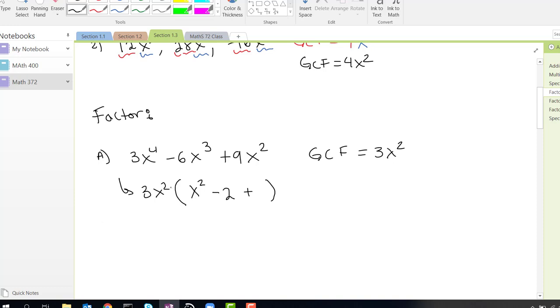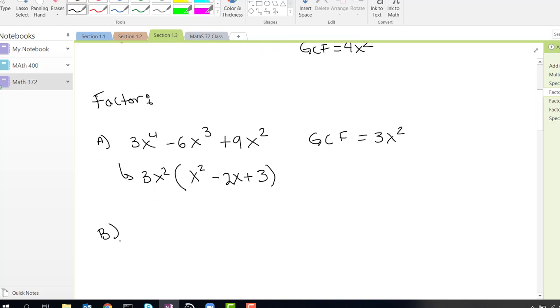And then to get an x cubed, I need an x. X squared times x, we add the exponents, so it'll give me a 3. Plus, and then to get 9x squared, I just need the 3. So when you take out a common factor, that doesn't change how many terms you have. You should still have a trinomial, and you're just going to have the GCF on the outside.